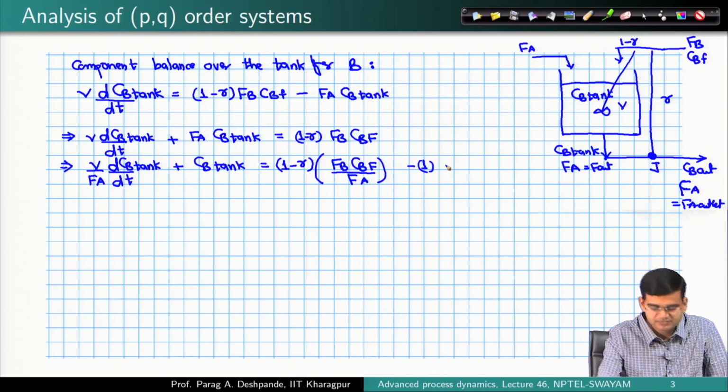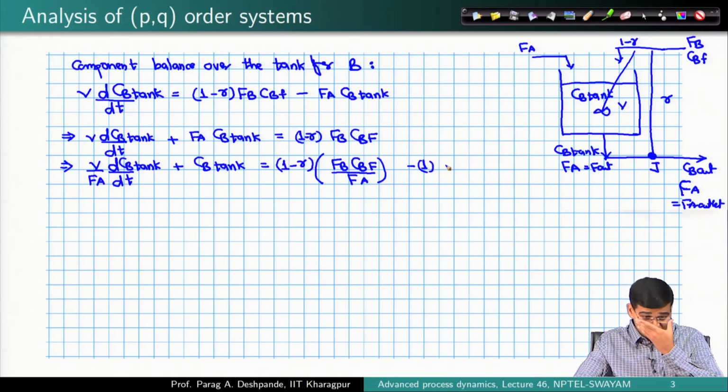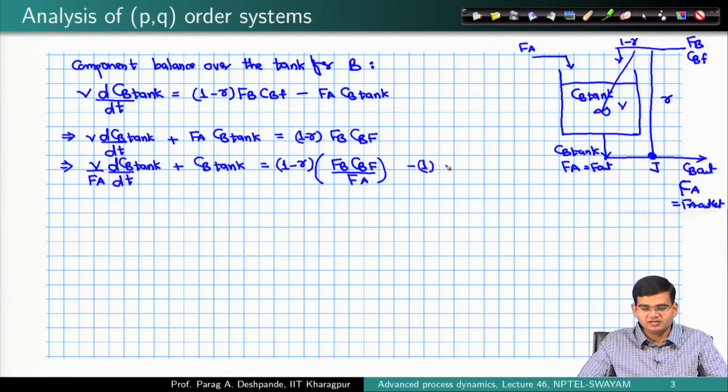Now, equation 1 seems to be in a standard form, because I have dC_B,tank/dt with some coefficient, plus C_B,tank with coefficient unity, which is of the form tau dy/dt plus y is equal to, now on the right hand side I have (1 minus R) F_B C_B,feed by F_A, which means I have on the right hand side k times u, where u is the input function for the system, and F_B C_B,feed upon F_A can be identified as the term u, right. Can I write anything more?